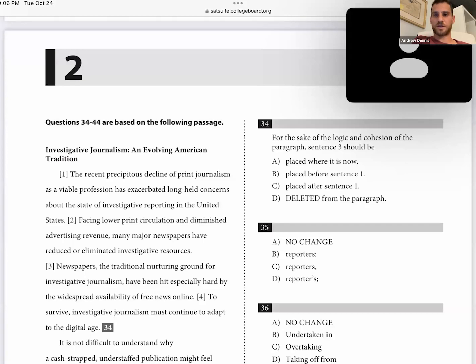Facing lower print circulation and diminished advertising revenue, many major newspapers have reduced or eliminated investigative resources. Newspapers, the traditional nurturing ground for investigative journalism, have been hit especially hard by the widespread availability of free news online. To survive, investigative journalism must continue to adapt to the digital age. What do we think about 34? After sentence 1, before sentence 1, or where it is now?